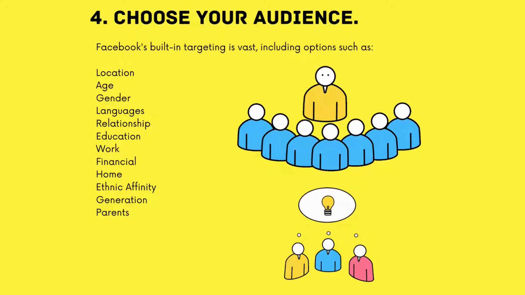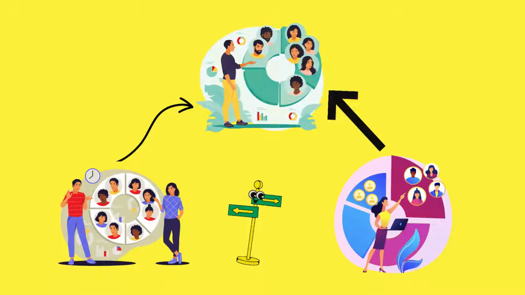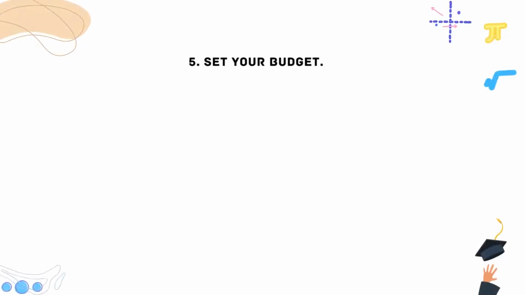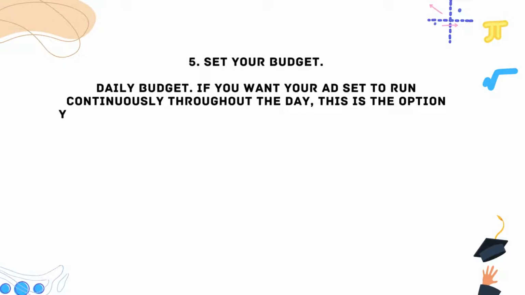Daily budget. If you want your ad set to run continuously throughout the day, this is the option you want to go for. Using a daily budget means that Facebook will pace your spending per day. Keep in mind that the minimum daily budget for an ad set is $1 United States dollars and must be at least 2x your CPC. Lifetime budget. If you're looking to run your ad for a specified length of time, select lifetime budget. This means Facebook will pace your spend over the time period you set for the ad to run.